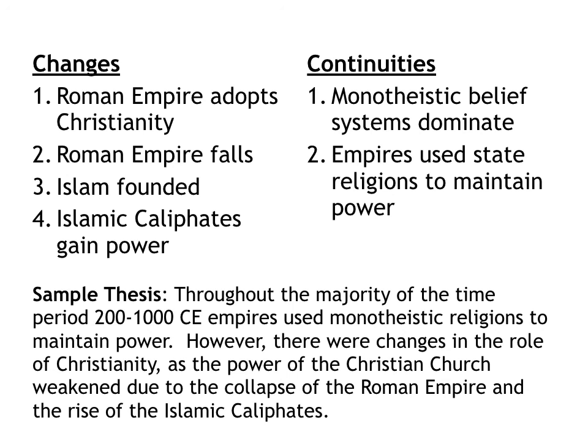Here's my sample thesis. Throughout the majority of the time period, 200 to 1000 CE, empires used monotheistic religions to maintain power. And our evidence for that would be the use of Christianity in the Roman Empire, the use of Islam in the caliphates in the Middle East. However, there were changes in the role of Christianity as the power of the Christian church weakened due to the collapse of the Roman Empire and the rise of the Islamic caliphates.